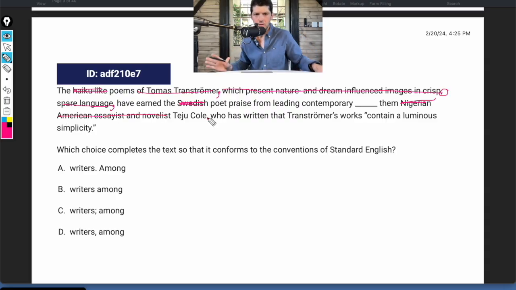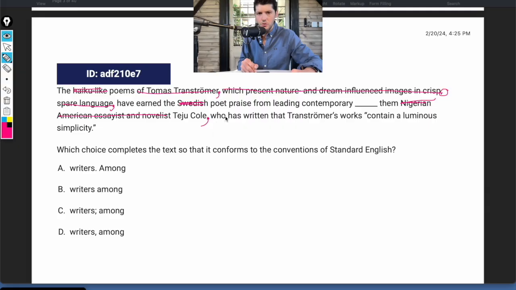So now let's run our little test. Hey, guess what? The poems have earned the poet praise from leading writers. That's a sentence. Right? Or even the poems have earned the poet praise. That's a sentence. Now let's try the next part. Hey, guess what? Among them, Teju Cole. Imagine just walking into a room and saying that. That's not a complete thought, right? We usually don't start sentences with prepositions, by the way. And let's try the next part just to be clear.